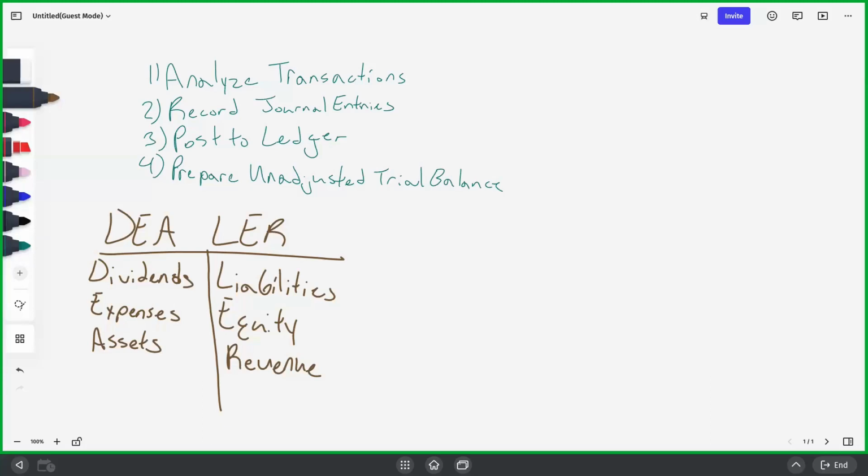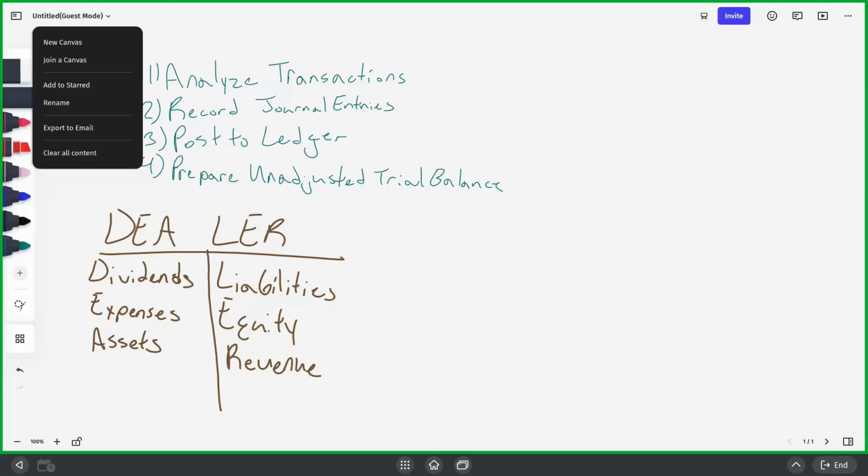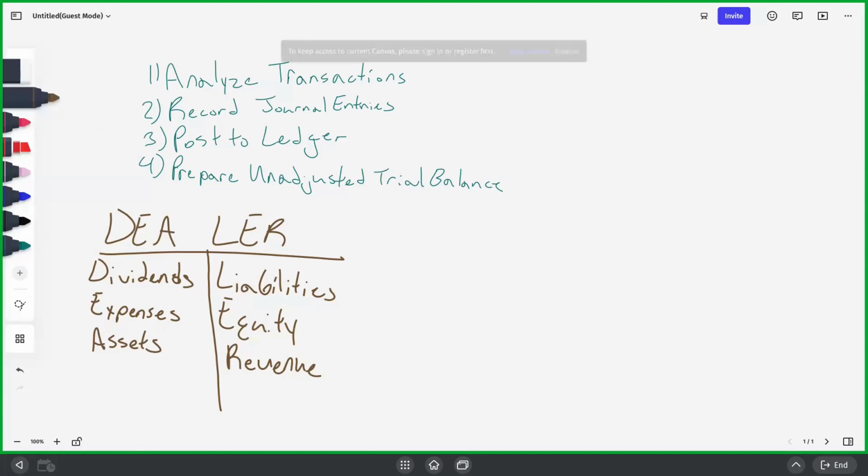Before we run into journal entries, I'm going to erase this. Anybody need this still? Yes. So I'm gonna throw some accounts up here, and we just need to tell me, do they increase with debits or credits?